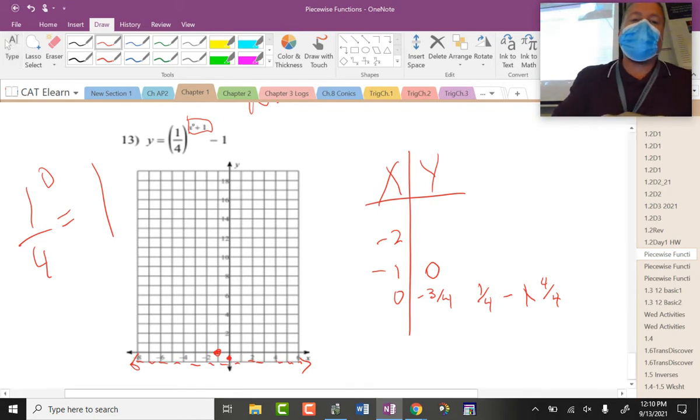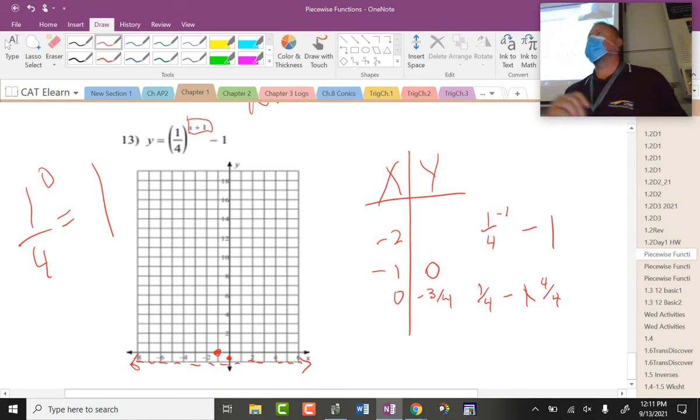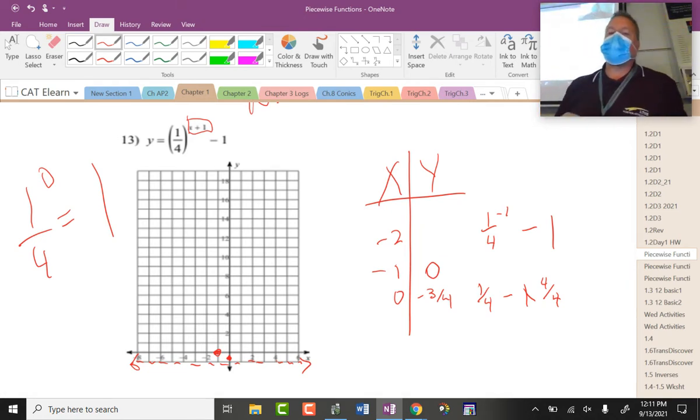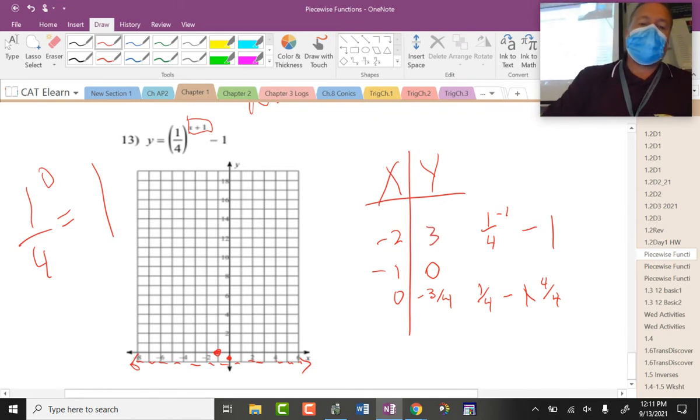I can prove it with -2. -2 plus 1 is -1. Oh, this hurts me too to ask this question. What's 1/4 raised to the -1st? We should know this, our exponent rules. 4. It's a flip. Negative exponents flip. What's 4 minus 1? 3. So we should have been able to plug in to see this action. So it's the exponential, but it's behaving to the asymptote on this side.